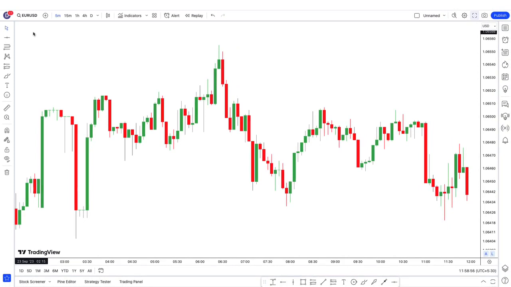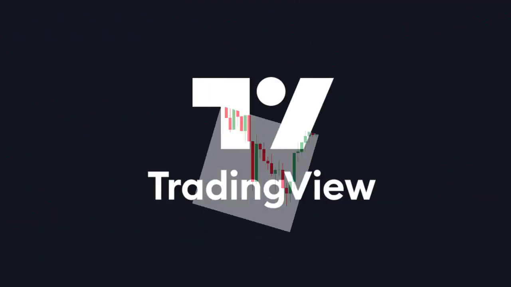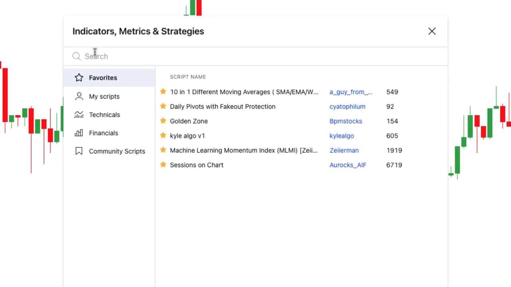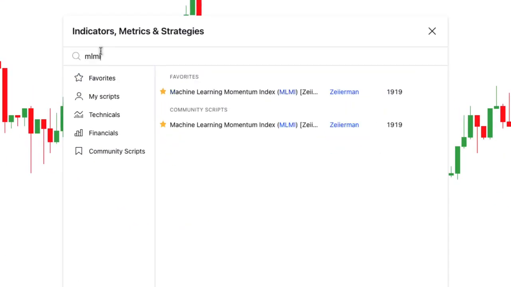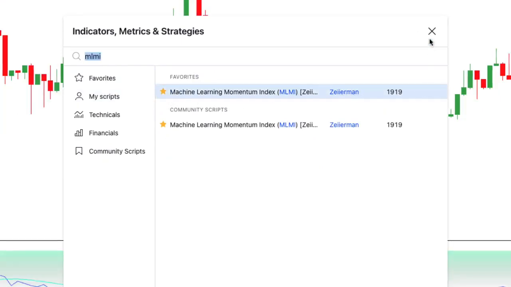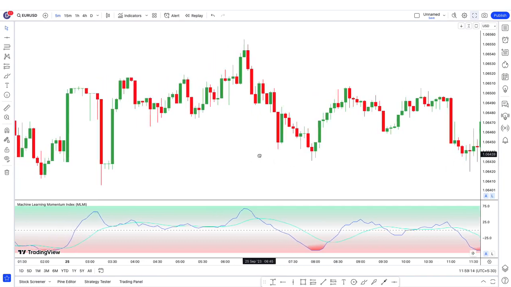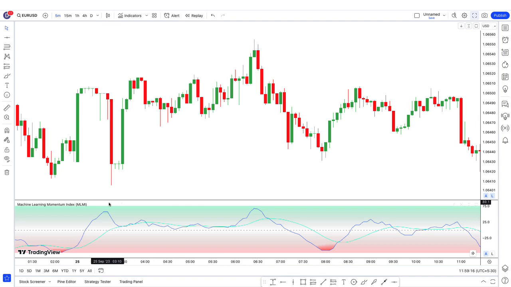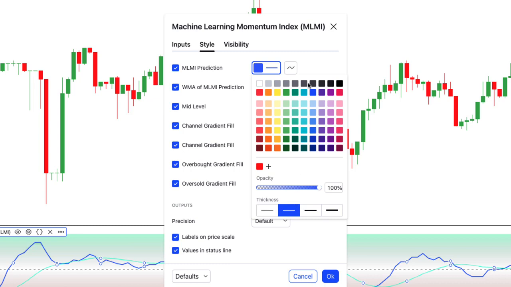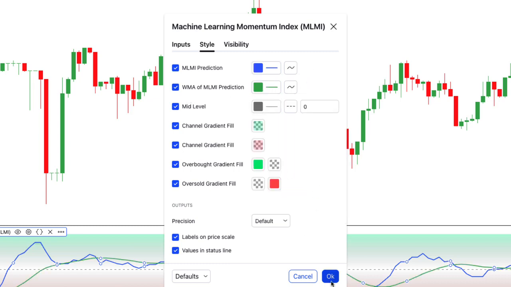As we have already said, in this strategy, we will be using 2 free TradingView indicators, so let's add them to the chart. For adding indicators to our chart, here we click on the Indicators tab and type MLMI in the search box. We're going to use this one here, Machine Learning Momentum Index, created by Zeiierman. Click on it to add it to the chart. Now, for clear visibility, let's optimize this indicator's settings. Go to the Settings icon, and in the Style tab, change the MLMI prediction path increase and the path increase of the WMA of MLMI prediction. That's okay, this setup is ready.